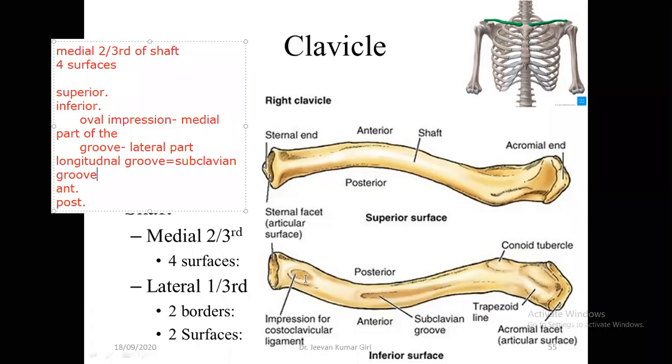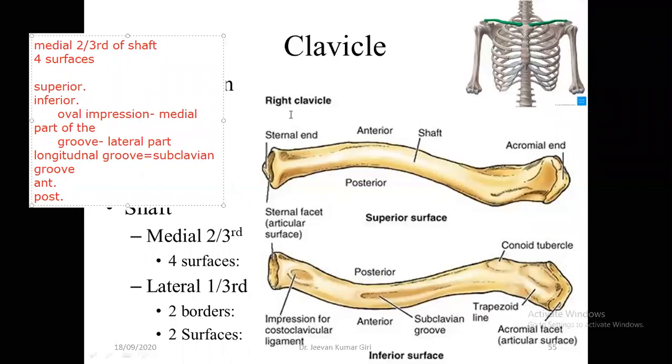And at this oval impression, there is the attachment of the costoclavicular ligament. This costoclavicular ligament is the ligament of the sternoclavicular joint. From the first costal cartilage to the oval impression, there is the extension of one ligament, that is the costoclavicular ligament. Just remember these features. These are the features of the clavicle.